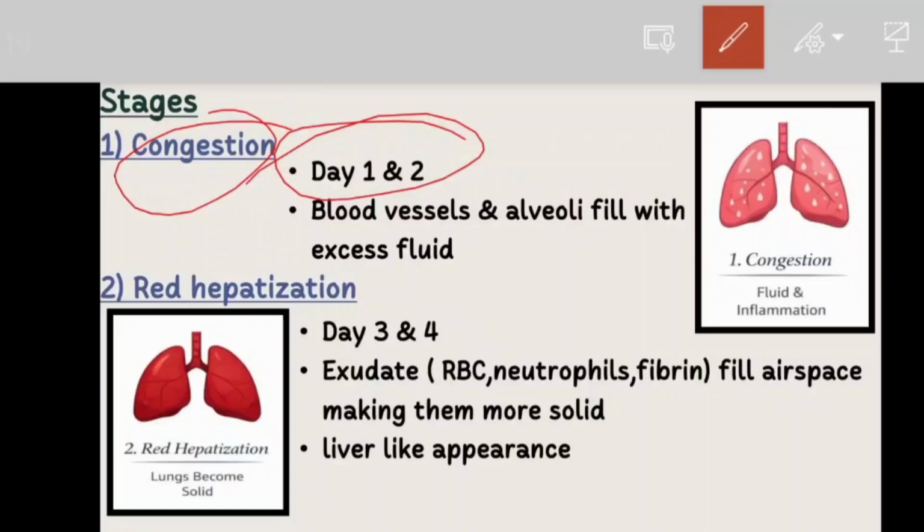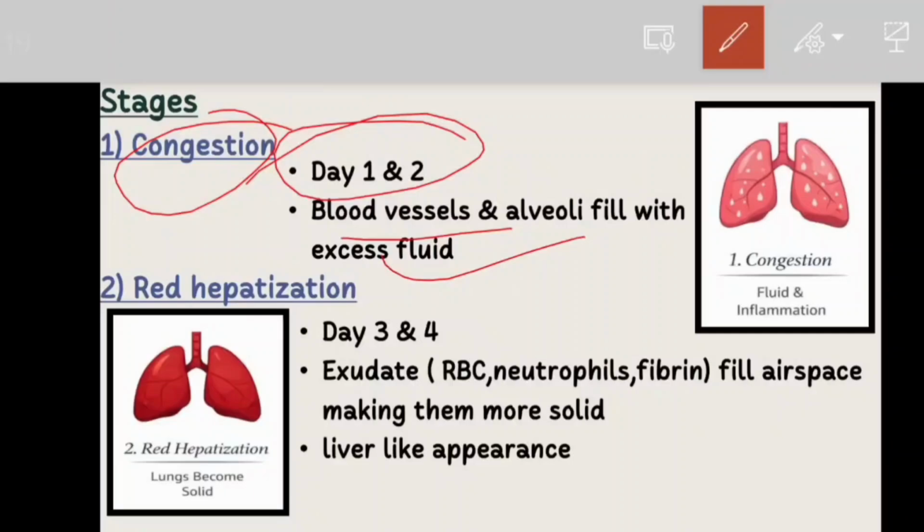At this stage, bacteria have just entered the lungs. Our body immediately starts fighting the infection, and the blood vessels become wider and inflammatory fluid begins to leak into the alveoli. Okay. So for example, imagine a dry sponge. When you pour water on it, it becomes wet and heavier. Exactly the same thing happens to the lungs during the congestion.